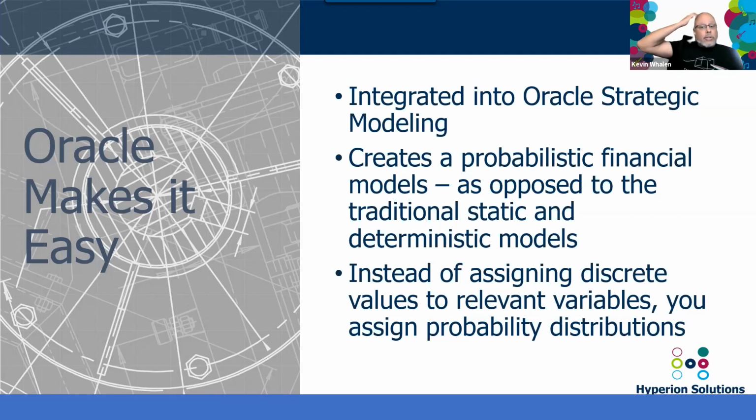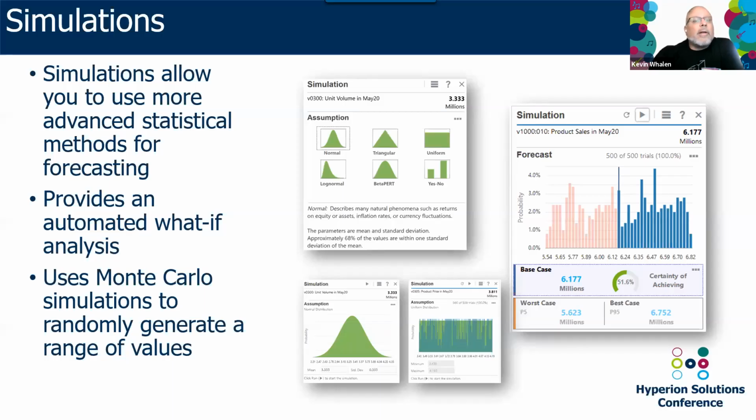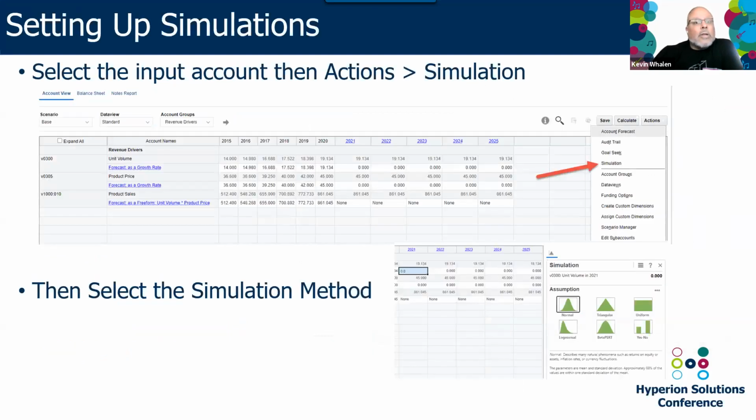So instead of assigning discrete values to the variables, you can now assign probability distributions. So how do we set it up? Simulations allow you to use these more advanced statistical methods in your forecasting. It's going to automate your what-ifs. It's not going to say, okay, I'm going to pick 5, and I'm going to pick 10, and I'm going to pick 20. It's going to say, you give me this probability look, and I'll come out with a whole bunch of different simulations. So how do you do it?